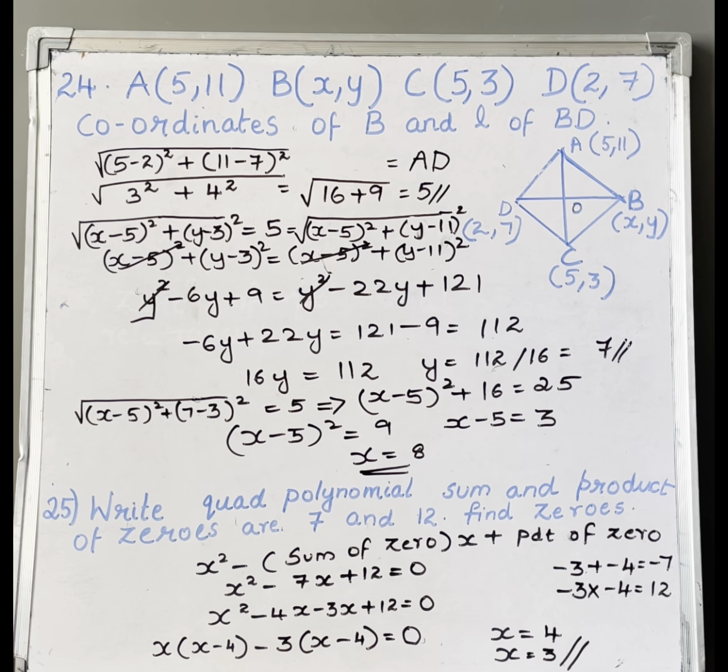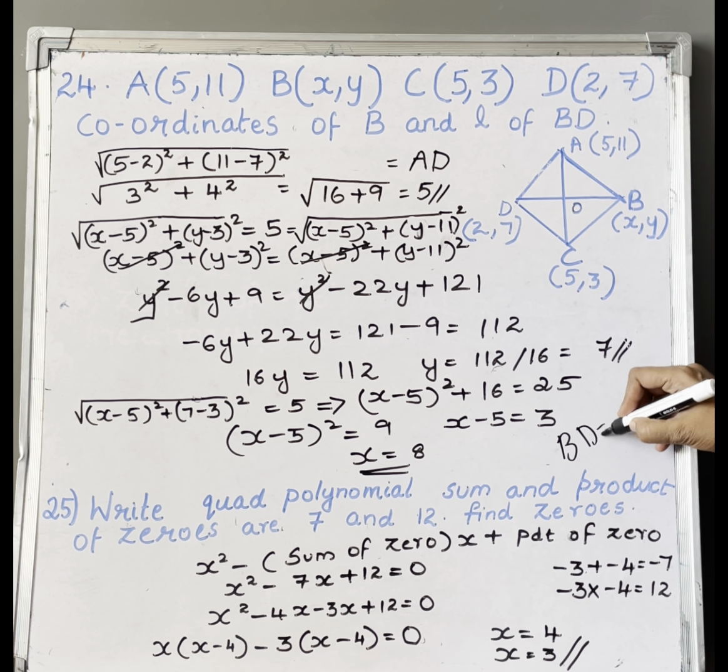Now, how to find the length of BD? We have to find it using the distance formula again, which is the root of (8 minus 2) whole square, which is the root of 6 square, so the length of BD will be 6. So here the length of BD will be equal to 6 centimeters.